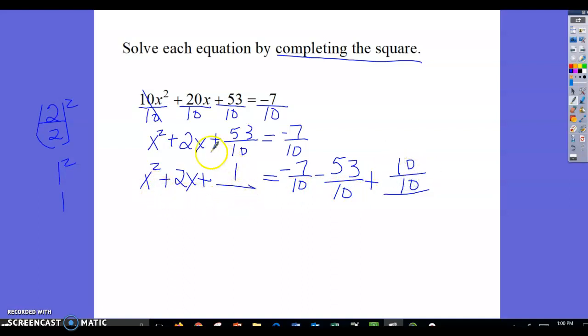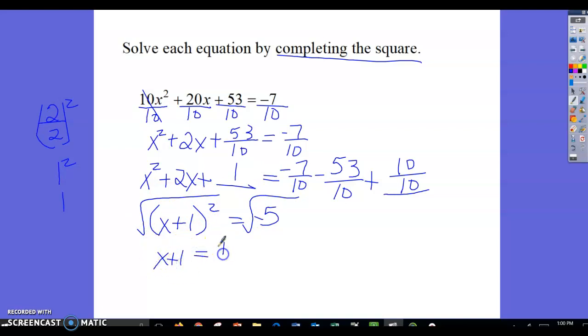All right, so this is a perfect square trinomial, so now I can write it in factored form. And then I've got -7 and -53 is -60. -60 plus 10 is -50. And -50 divided by 10 is just -5. All right, now I'll take the square root. Remember, when you take the square root, you've got a plus or minus. So I'm going to have x plus 1 equals plus or minus. Now, since I have a negative under the square root, I bring out the i.